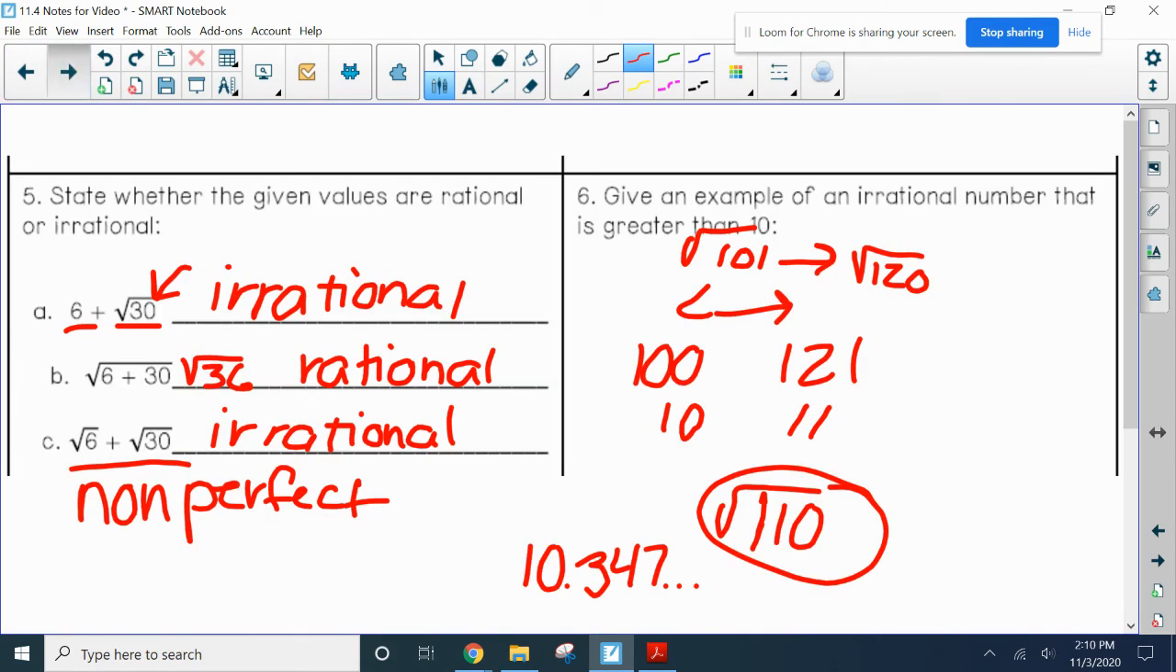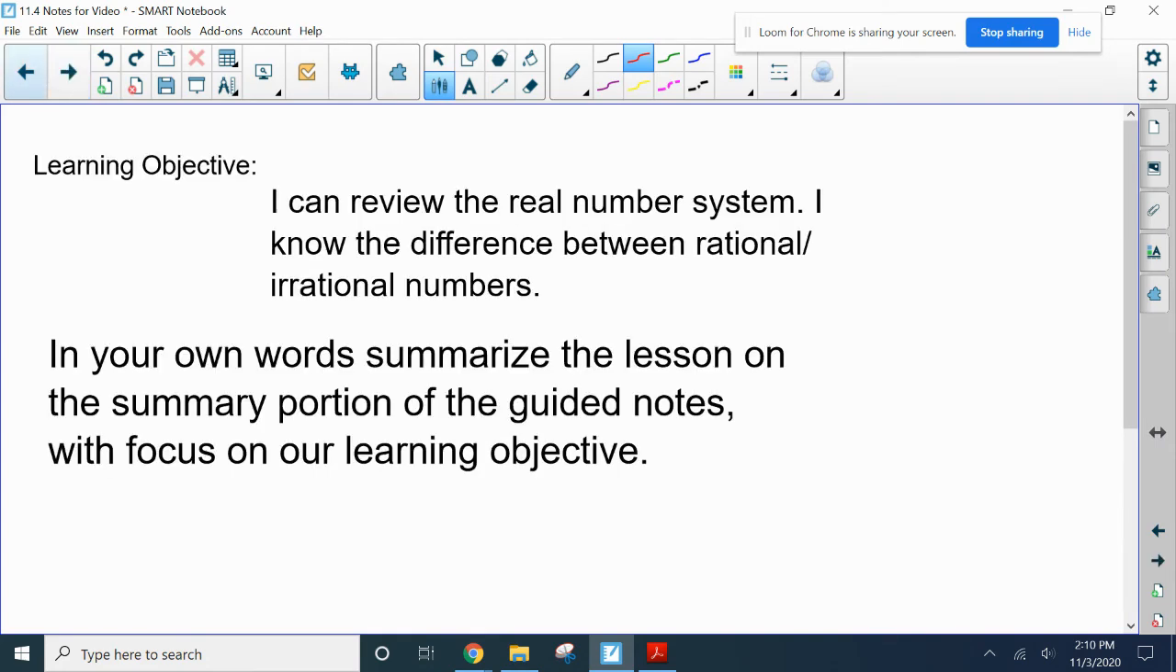All right, so today we were talking about the real number system. You know the difference between what a rational number is and an irrational number, and we did some practice using the definitions to look at numbers and determine whether or not they were rational or irrational. So now, at this point, you should have filled out your notes. I want you to summarize the lesson on that portion. On the bottom of there, it says summary. I want you to tell me in your own words what you learned, which should really include this objective, because what you learned was the difference between rational and irrational numbers. So in your own words, tell me what that difference is.